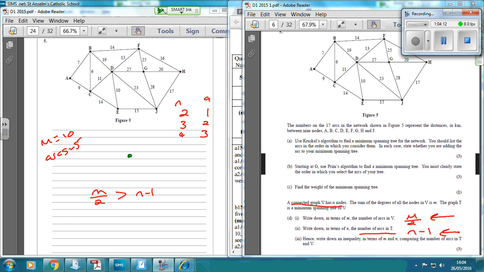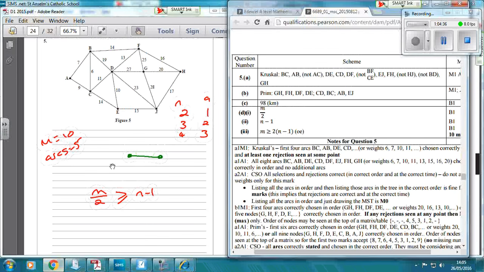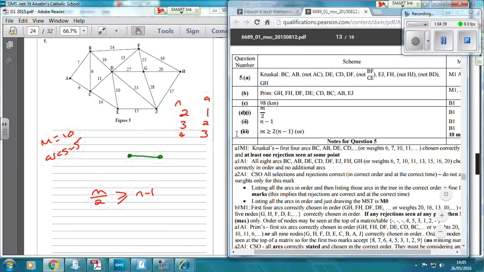let's say we've just got 2 nodes here, and let's say the completed graph looks like that. The completed graph will be the same as the minimum spanning tree. So therefore, in a case like this, the number of arcs in the completed graph will be the same as the minimum spanning tree. So we get m over 2 is greater than or equal to n minus 1, which I'm hoping we'll see if we have a look at the answers. So what they've done here is they've multiplied through by 2. So we've got m is greater than or equal to 2 bracket n minus 1, but it says or equivalent, so it's absolutely fine.